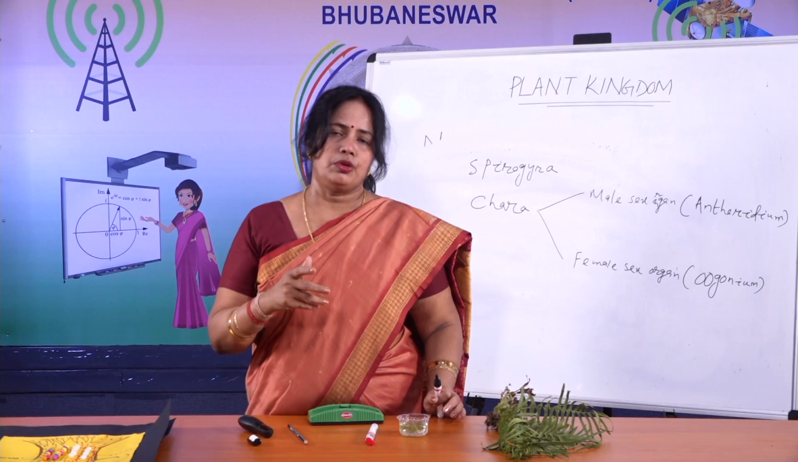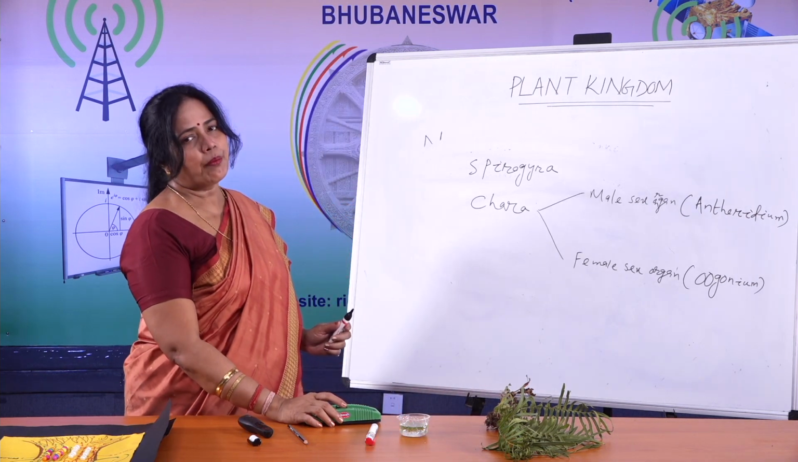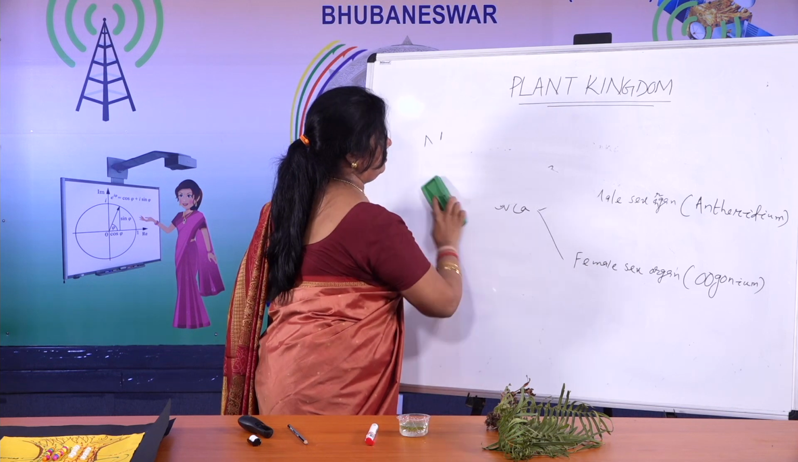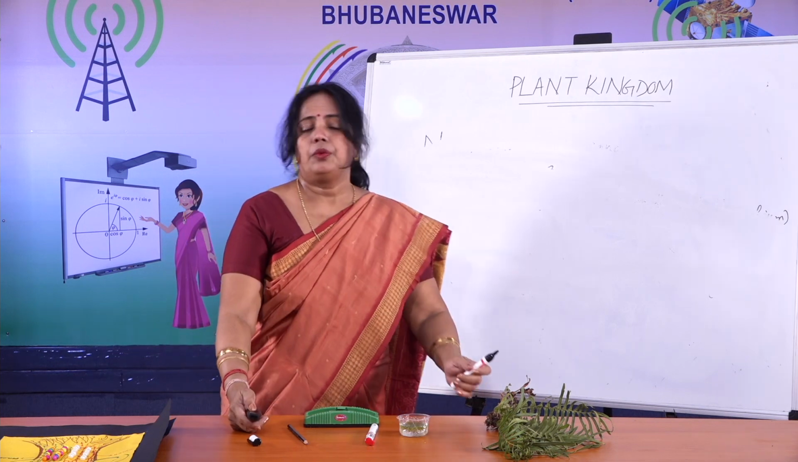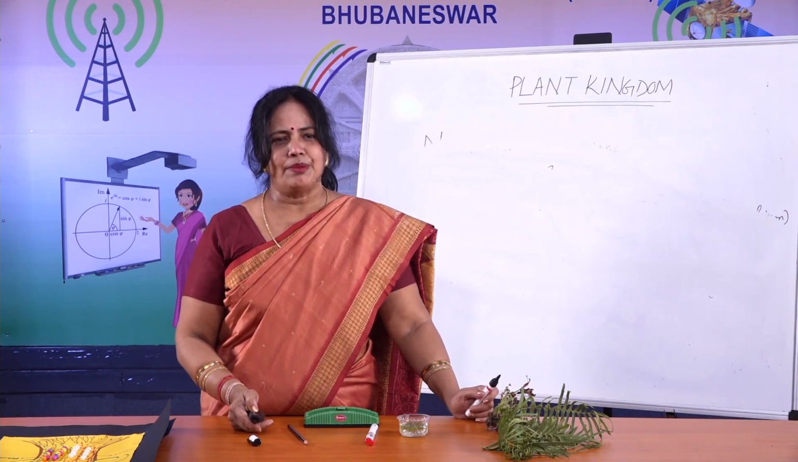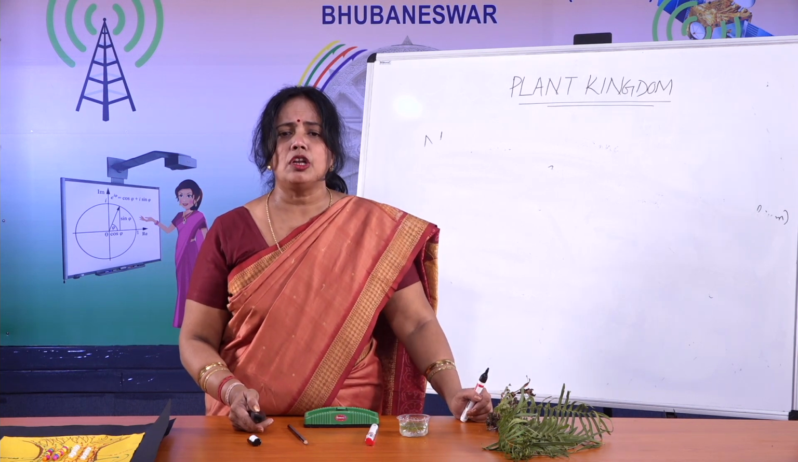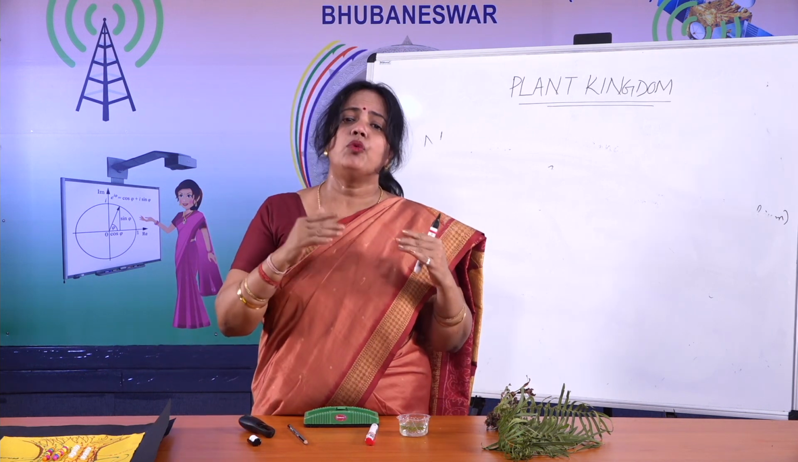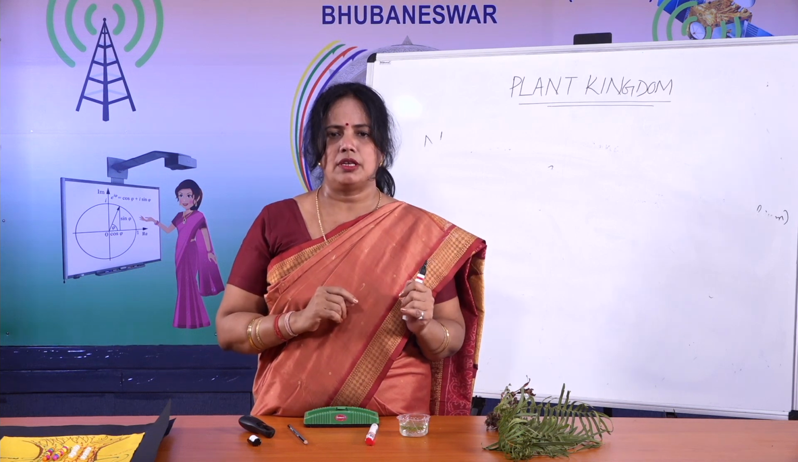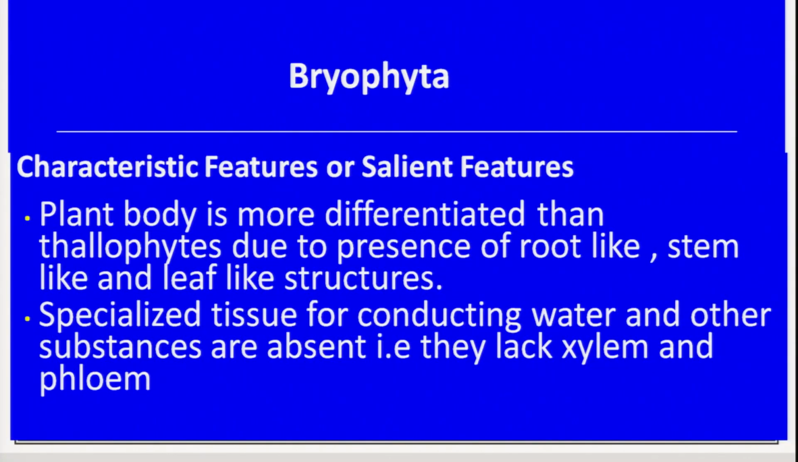Now, we will move to the next group of plants, that is the bryophytes. So, let us move to bryophytes. Now in case of bryophytes, you will find why it is number 2 in the plant kingdom, why it is not number 1. Because definitely it has some features more advanced than the thallophytes. What features are there? Here, the plant body is differentiated into root-like, stem-like and leaf-like structures.